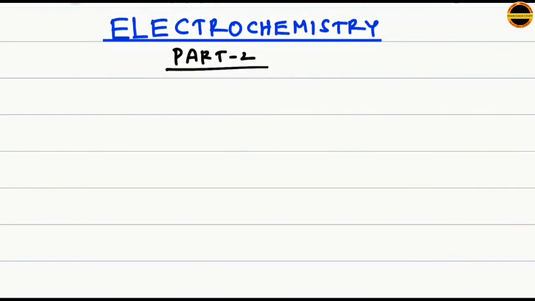Most students memorize electrochemistry, but if you understand today's logic, half the chapter becomes automatic.